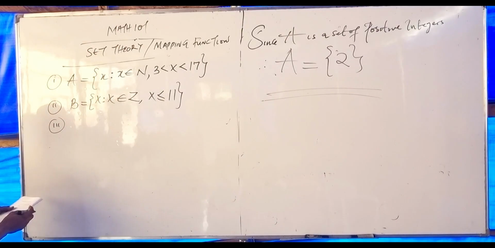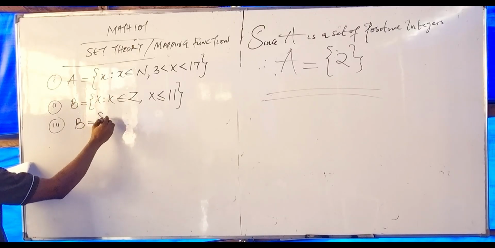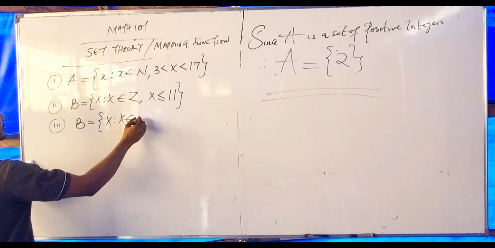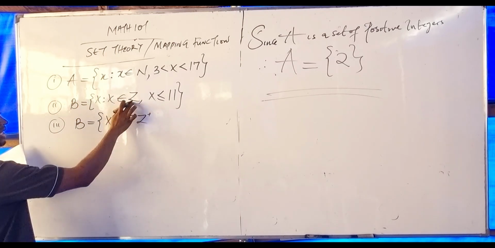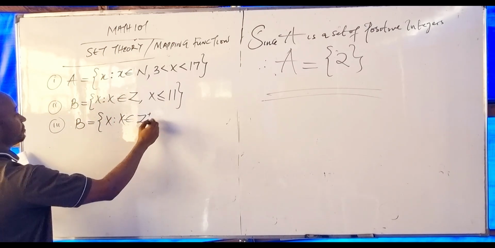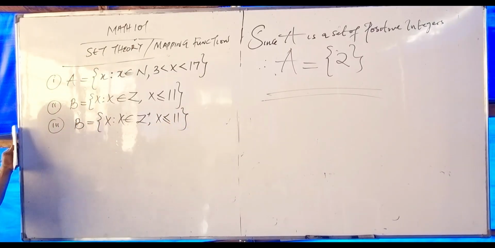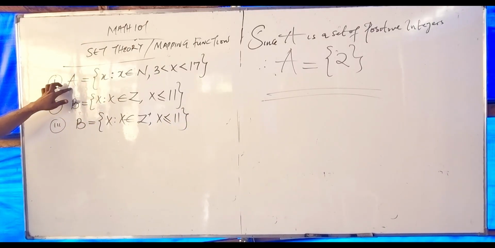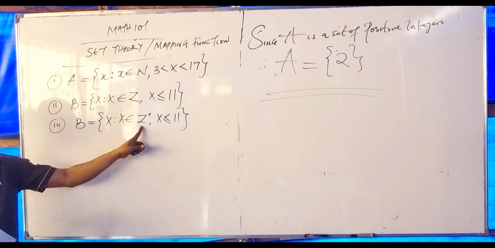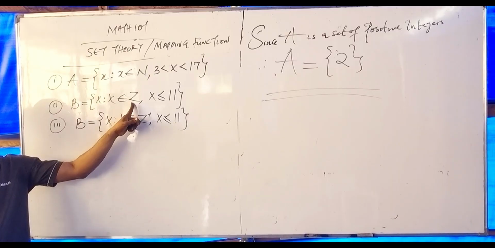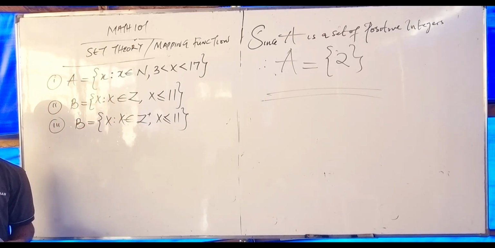Number 3, let me add this to this first. Let me differentiate this. x is such that x is an element of Z plus. These two are not the same. Bracket, comma, x is less than or equal to 11. Yes? The first one, Z plus, means positive integers. This means integers. This means both negative, positive, and 0. Are you getting the gist here?